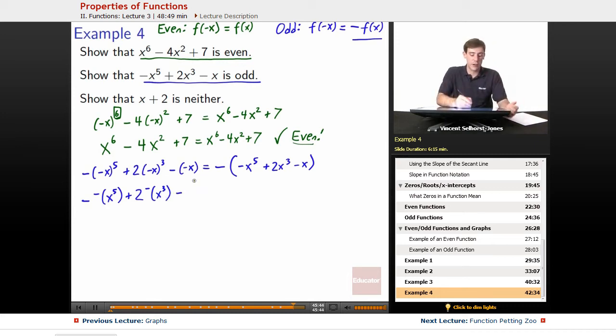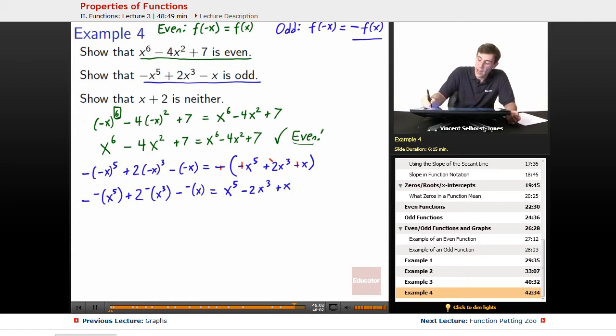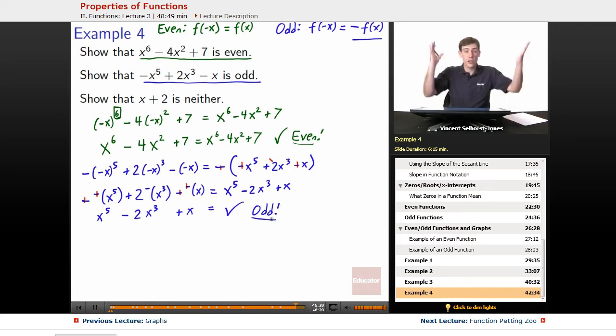Minus, we can pull that negative out as well, negative x, equals, let's distribute this negative. So we distribute the cancellation, negative shows up here, cancel, so we get positive x to the 5th minus 2x cubed plus x. So let's finish up this left side, do cancellations over here as well: positive, positive, this stays negative, positive, positive. So we get x to the 5th minus 2x cubed plus x equals the exact same thing over here on the right side. Checks out. Yes, it is odd. Great.